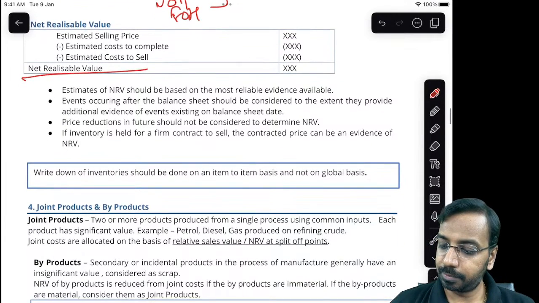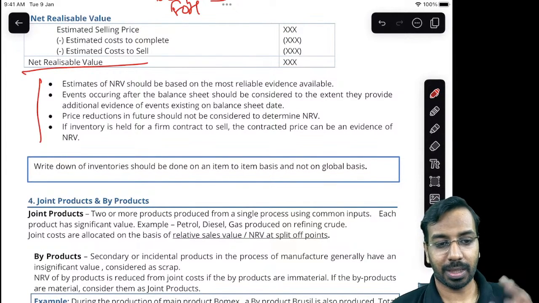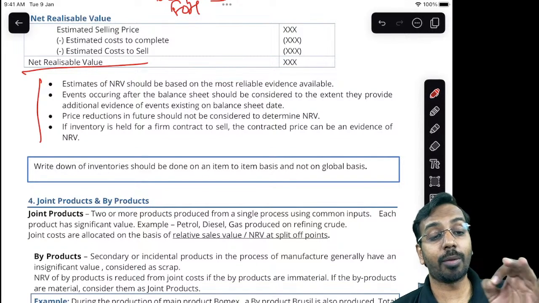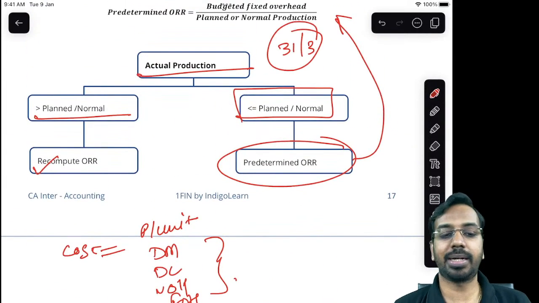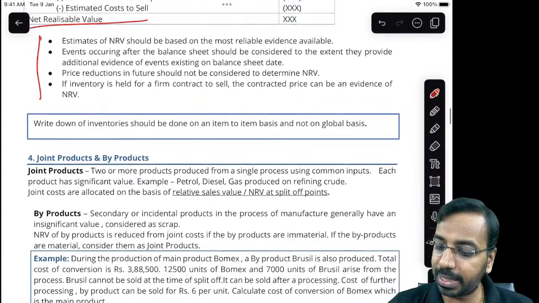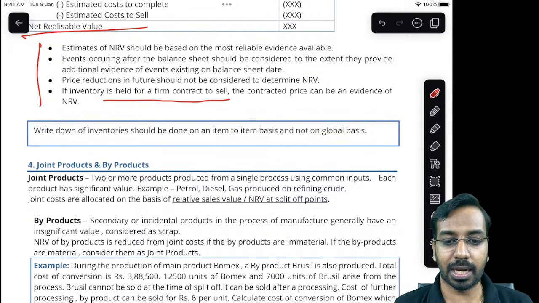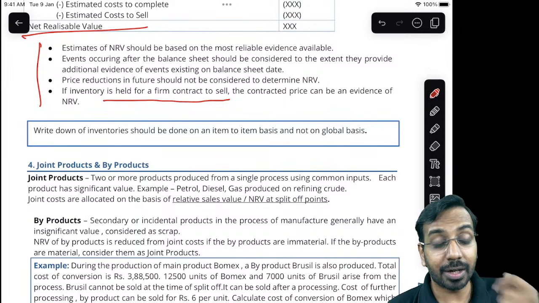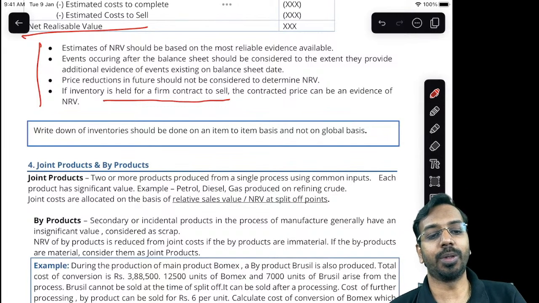Right? Then NRV is based on future selling price, or the selling price estimated on the date of the balance sheet. So normally what we do is on 31st March, what is the estimated selling price? Sir, we don't have the estimated selling price on 31st March. Then sometimes you can take future events if it is held under a firm contract to sell. Firm contract to sell means I have entered into a contract and I must compulsorily sell that inventory under that contract. Then the contract price can be considered to be the NRV.